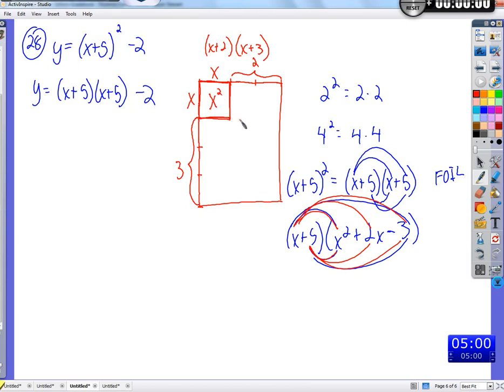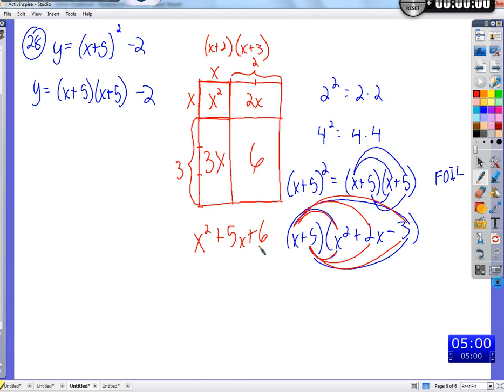Well, this first part is x by x, or x times x, or x squared. This length is 2, this length is x, so this is 2 times x. This length is 3 and this length is x, so this guy is 3x. So here's 3 x's, here's 2 x's, that's 5 x's. And inside here, this is 2 by 3, 2 times 3 is 6. We have x squared plus 5x plus 6.